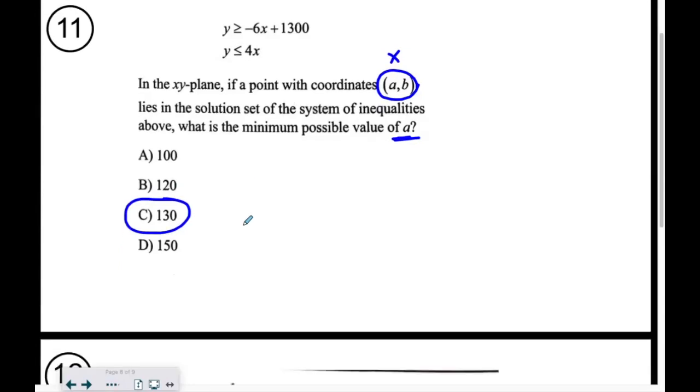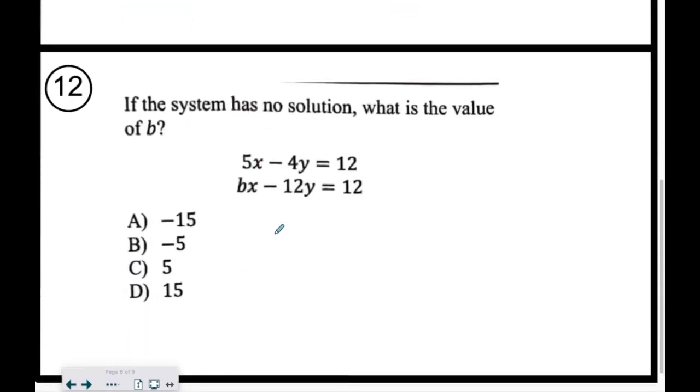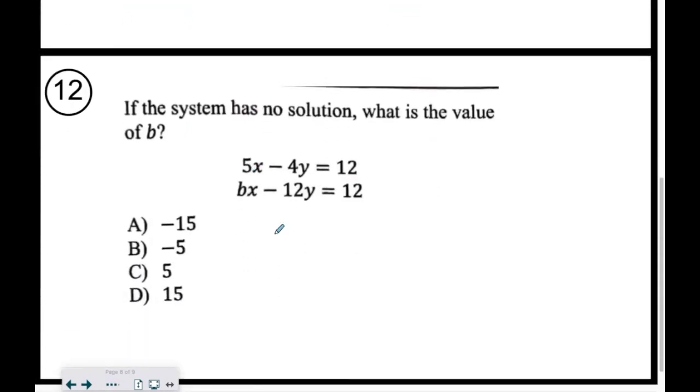Okay. On to our last problem. This one is a really good one to use Desmos. Again, you can do it another way, but I really want to focus on Desmos here because there is something that you can use in Desmos that's useful.